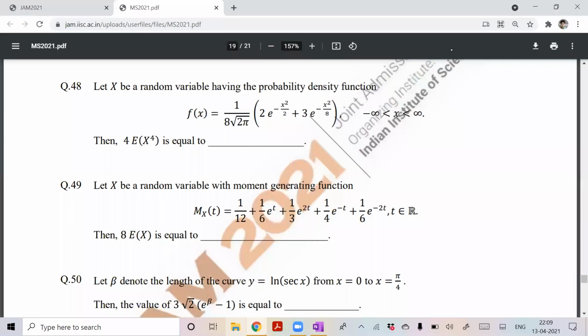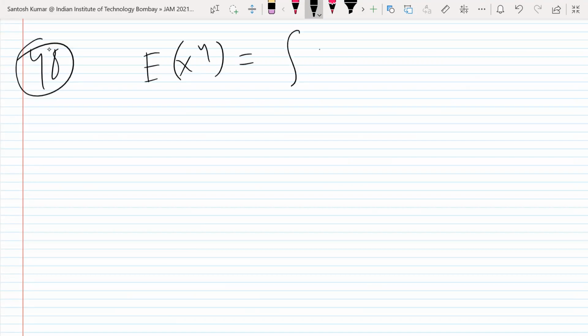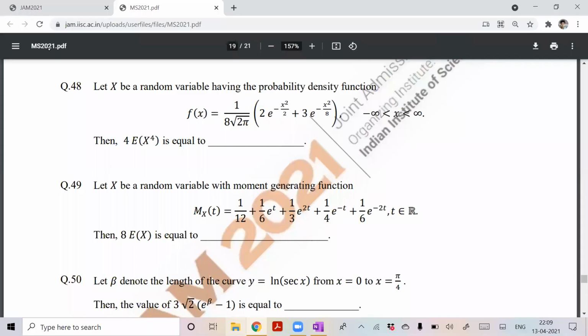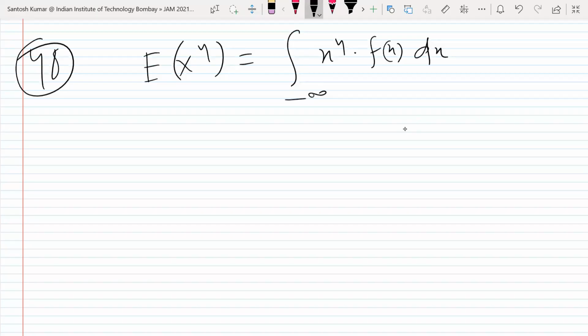So this question is 48. We know the definition of E[X^4] is the integral of x^4 f(x) dx, over the whole support, which is minus infinity to plus infinity.